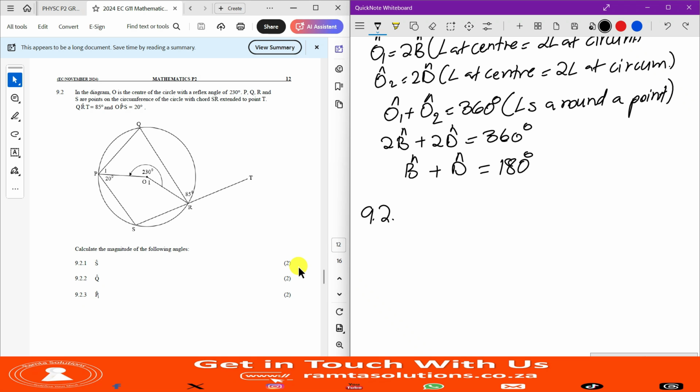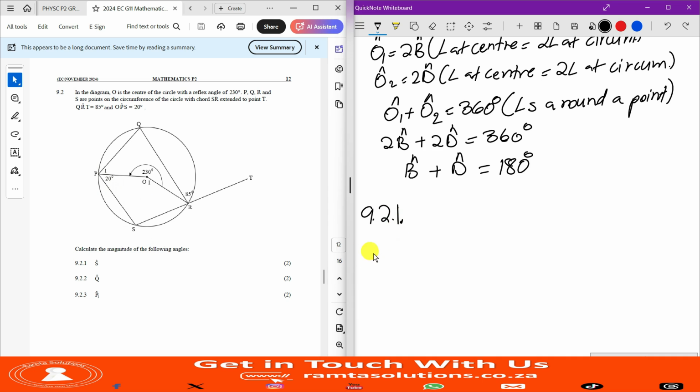Points P, Q, R, and S are points on the circumference of the circle, with chord SR extended to T. Angle QRT is 85 degrees, and angle OPS is equal to 20 degrees. Calculate the magnitude of the following angles.